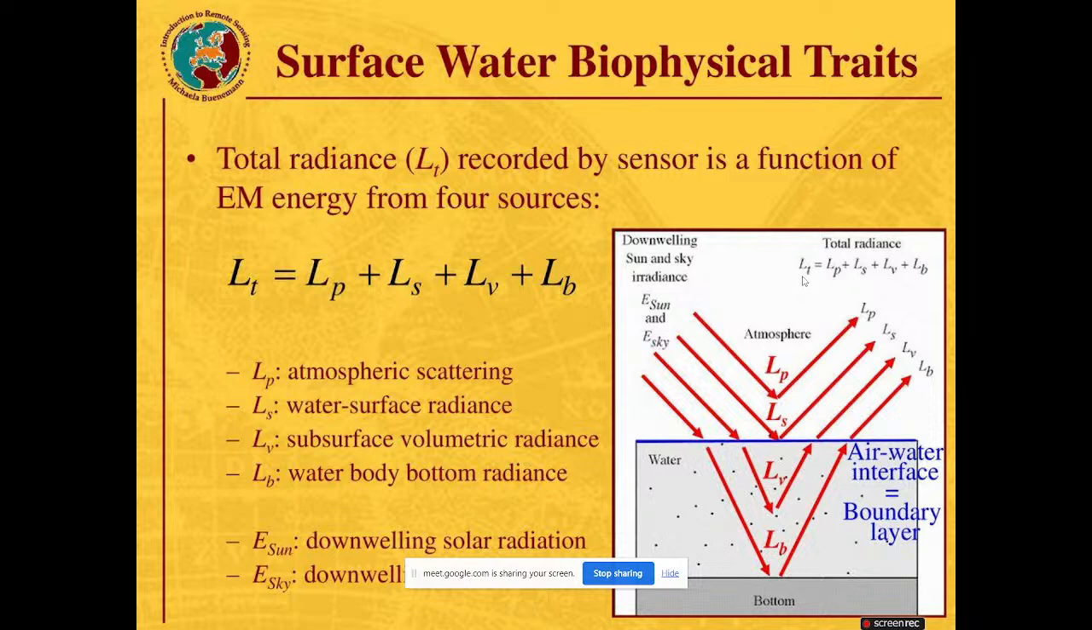So total radiance is all of those parameters, such as atmospheric scattering, water surface radiance, subsurface volumetric radiance, and water body bottom radiance. The summation of all of those equals the total radiance. Okay, and we can also get that the air-water interface equals the boundary layer of this water body. So this is the equation for the total radiance of the surface water biophysical traits. Just remember that total radiance is the summation of atmospheric scattering, water surface radiance, subsurface volumetric radiance, and water body bottom radiance.